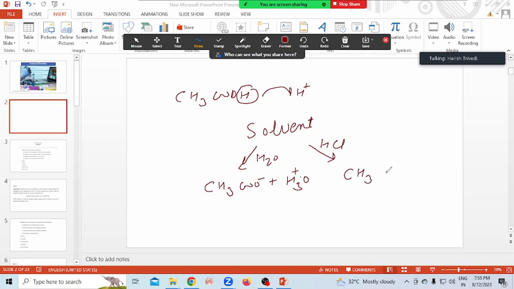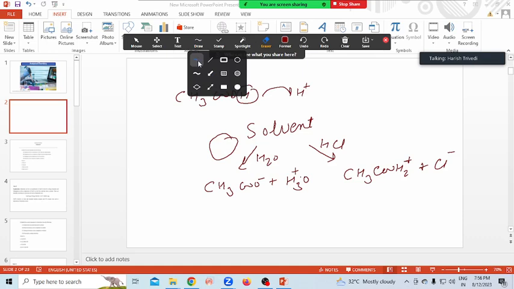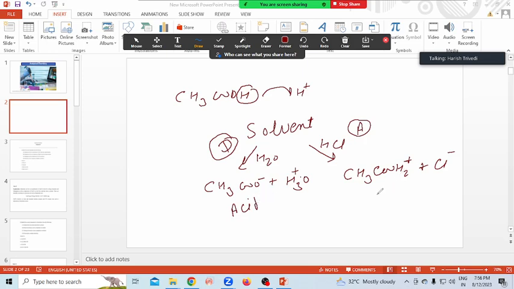HCl is more acidic compared to acetic acid, so it will give a proton to acetic acid, and the acetic acid will be converted to a positive ion, and Cl- ion. So what is happening here? Here acetic acid is donating a proton, but there it is accepting a proton. So here it is behaving as an acid, but there it is behaving as a base.